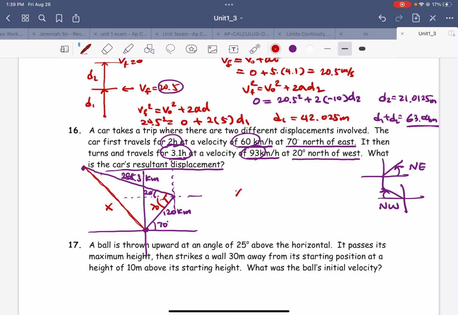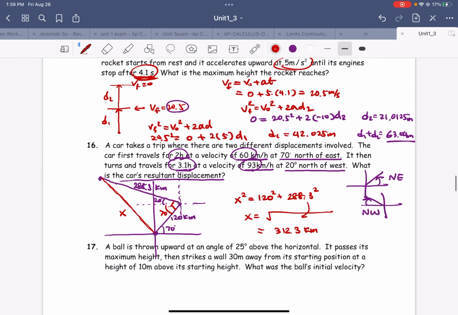So x squared equals 120 squared plus 288.3 squared. So x is the square root of that value, right? So let's plug it in. 120 squared plus 288.3 squared. So I got 312.3 kilometers. Okay, that's how I'm going to find it.